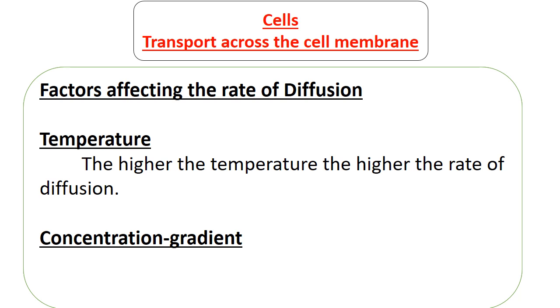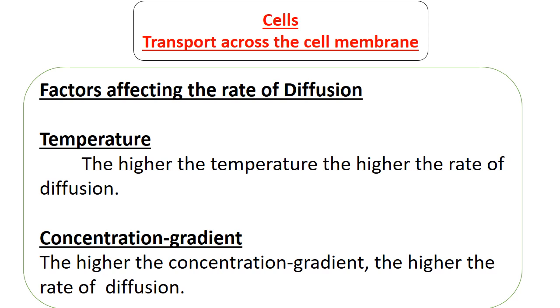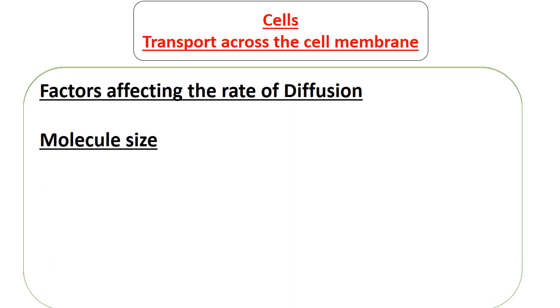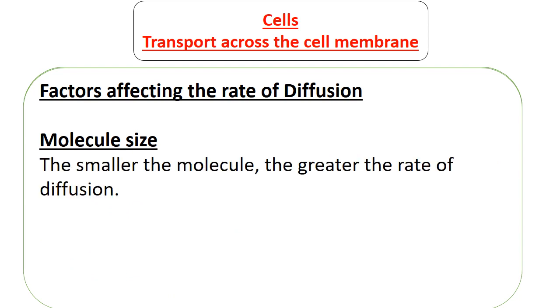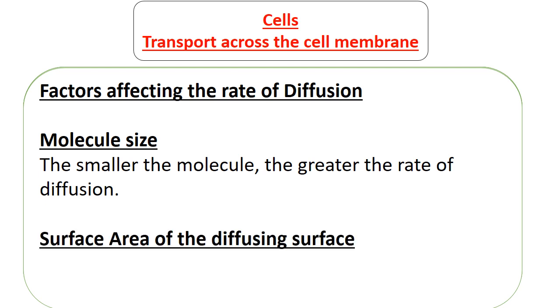So if the difference in concentration between two regions is high, then particles will move faster. So we can say the higher the concentration gradient, the higher the rate of diffusion. Another factor is molecule size. Smaller molecules move faster than bigger molecules. Because of this, the smaller the molecule, the greater the rate of diffusion.